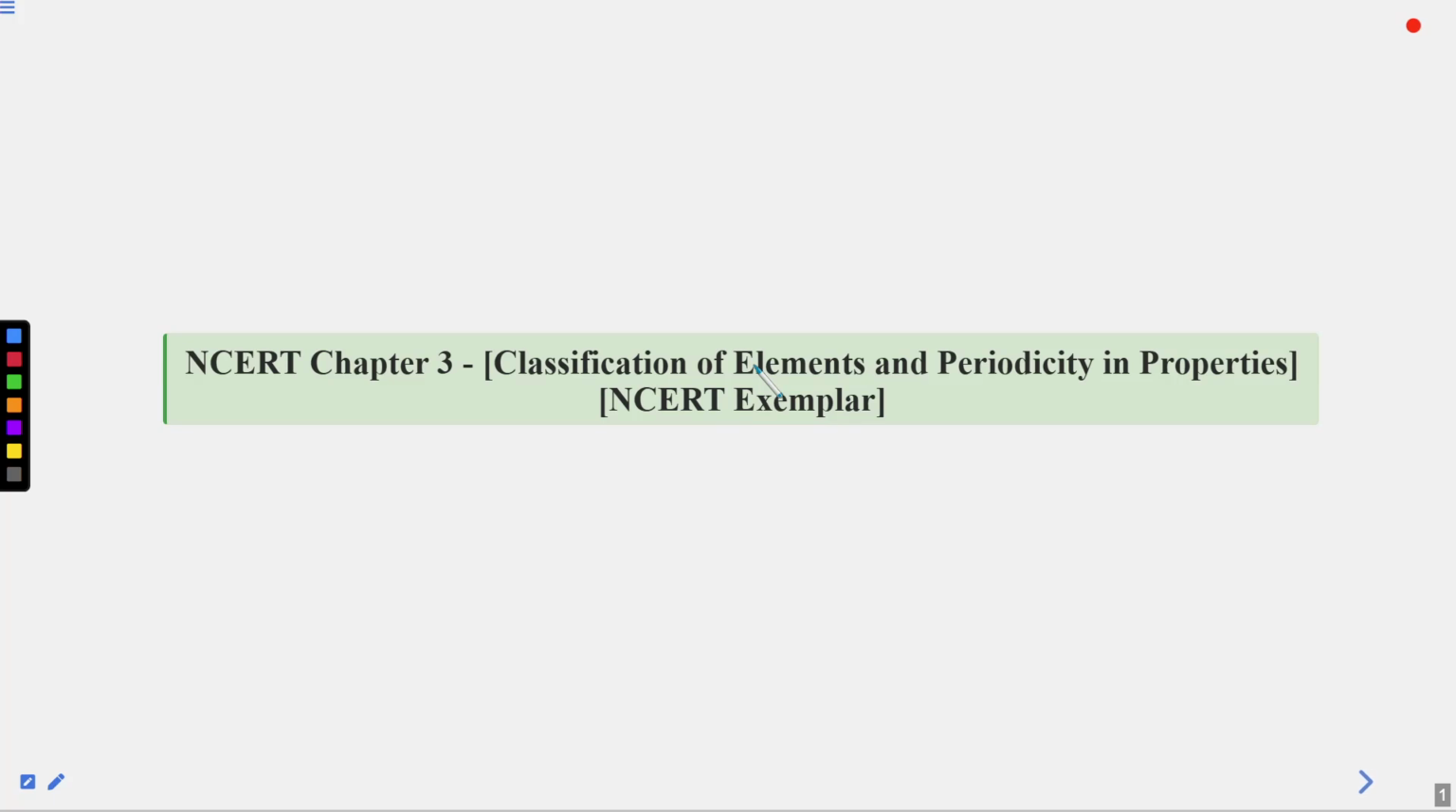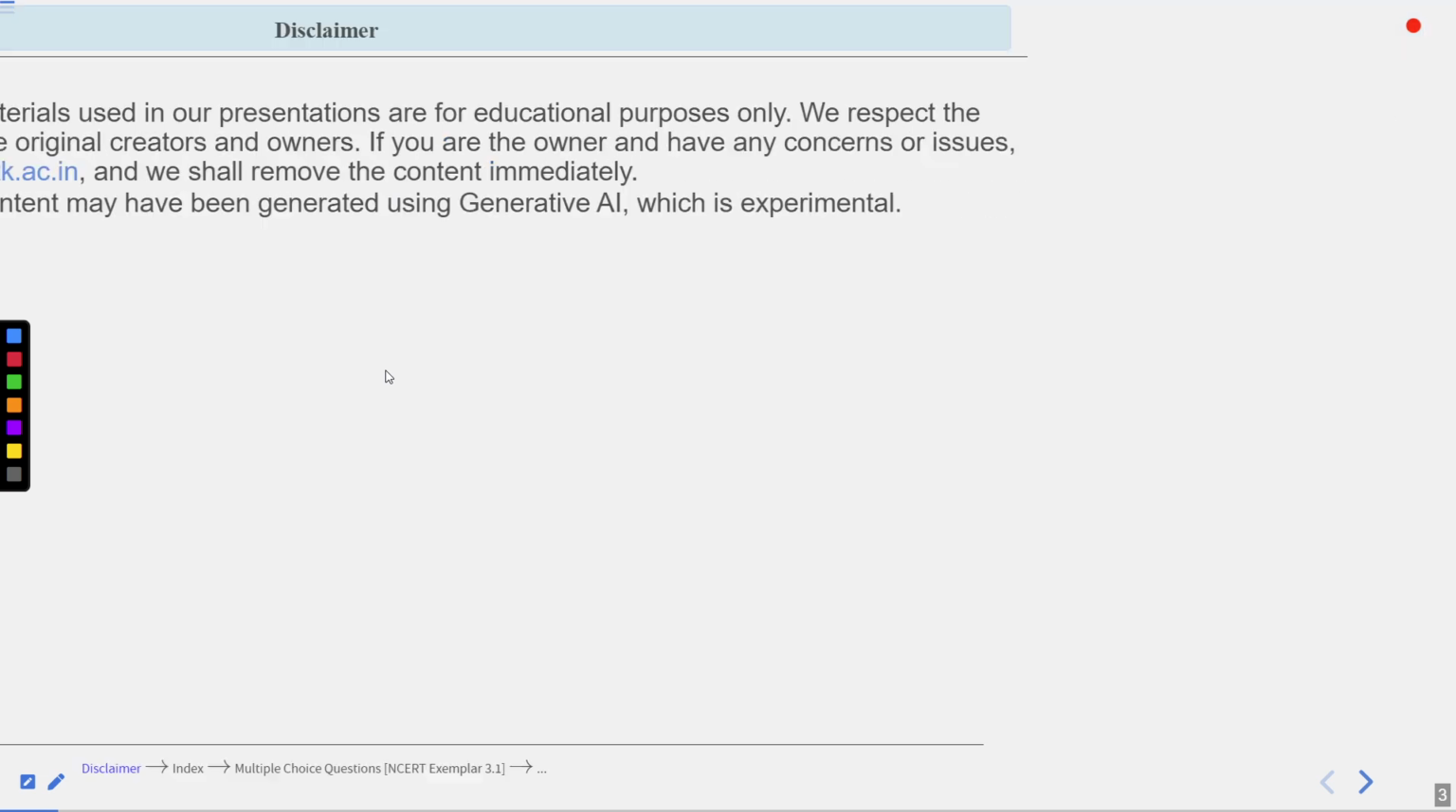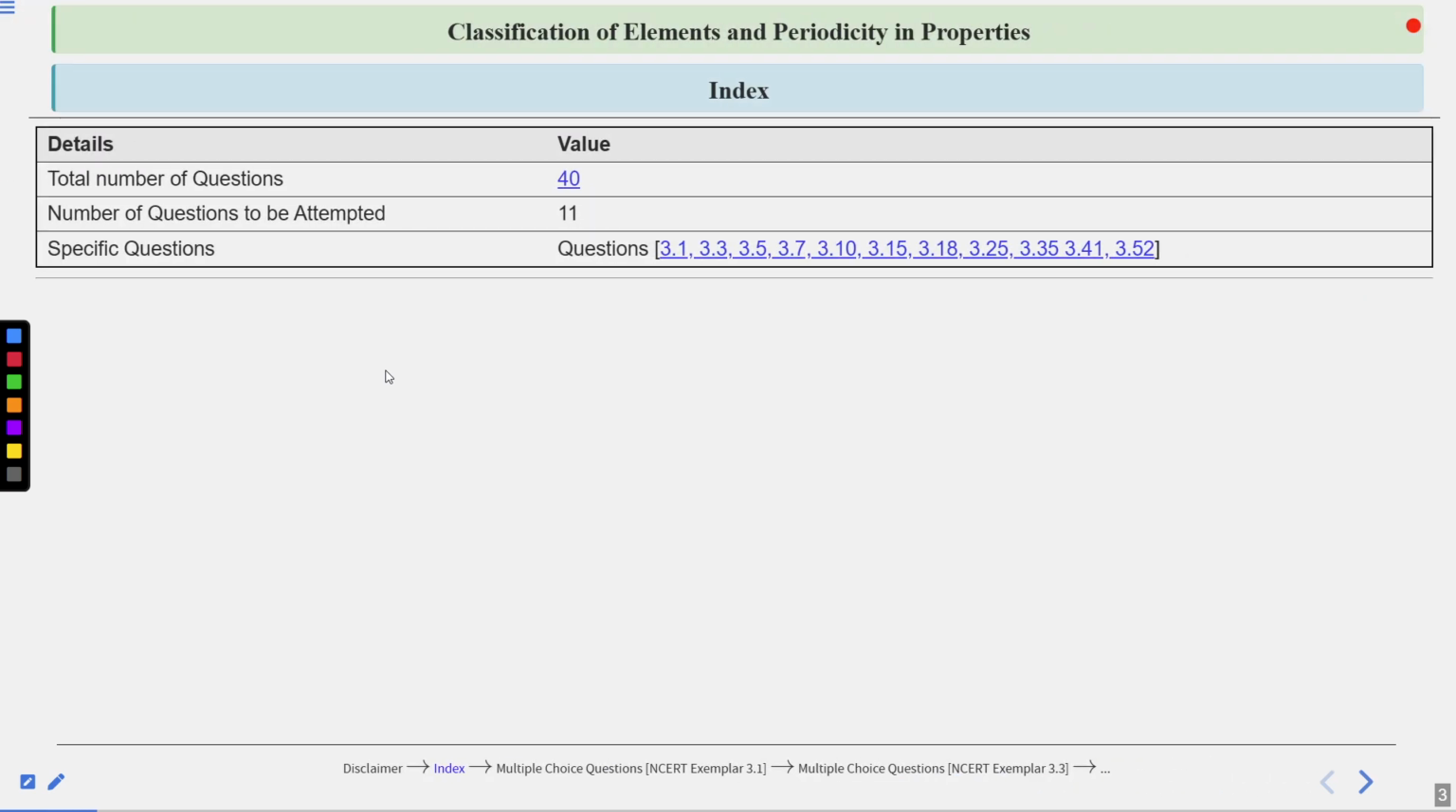Today we will see the NCERT chapter 3, classification of elements and periodicity in properties, NCERT Exemplar. So this is the disclaimer. Now the total number of questions in the NCERT Exemplar is given here. Out of that we will cover 11 questions. Their indexing is given in the last line.